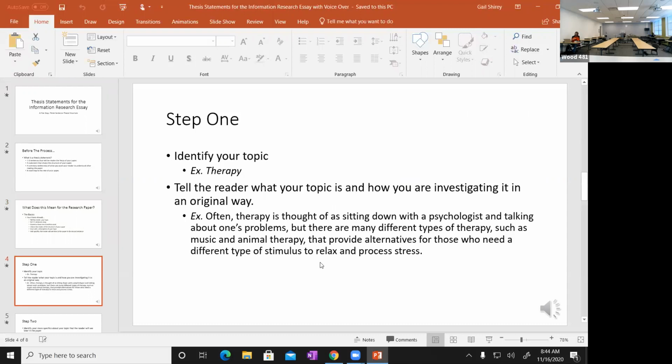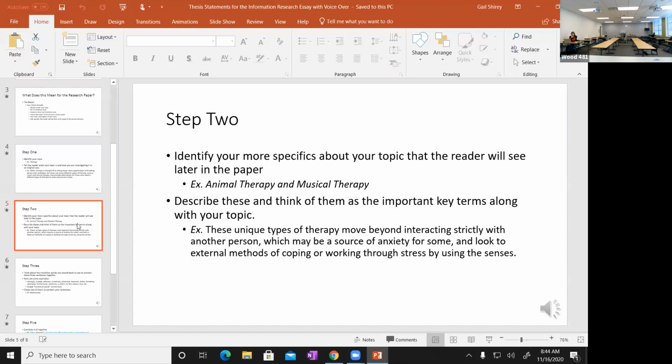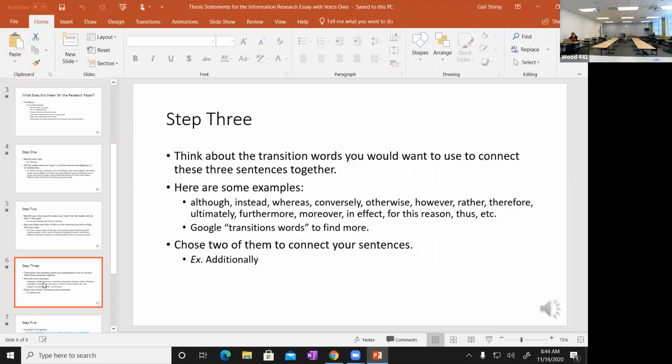Step 1, make sure you know your topic. You should have your topic at this point. And then tell the reader why you're investigating, why you're researching this particular topic. So I give you an example here. Okay, that's step 1. Step 2, identify the specifics about your topic that the reader's going to get informed of later in the paper. Make sure you describe them and link them to any maybe important terms that are going to be given to them in your information.